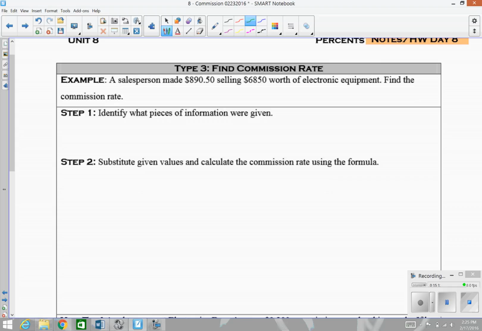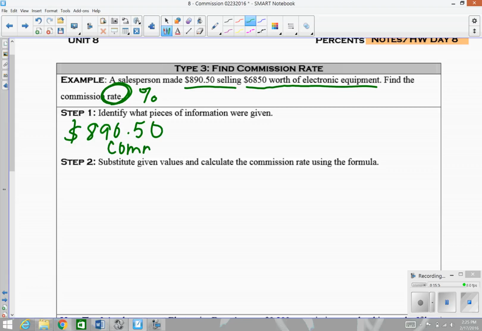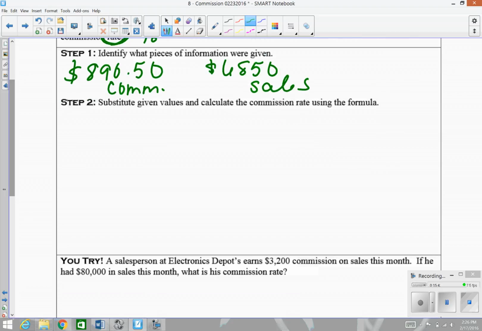Example 3, a salesperson made $890.50 selling $6,850 worth of electronic equipment. Find the commission rate. Remember that word rate means percent. So we're finding percent this time, which means they must have given you your commission, which is this $890.50, and they gave you the amount of sales. And we're solving for percent.